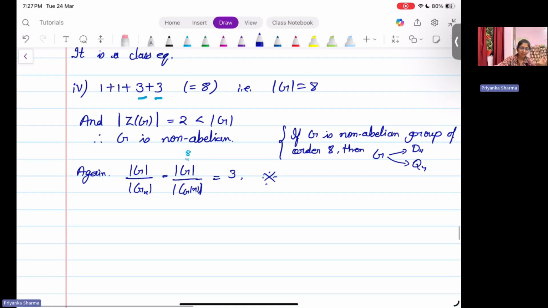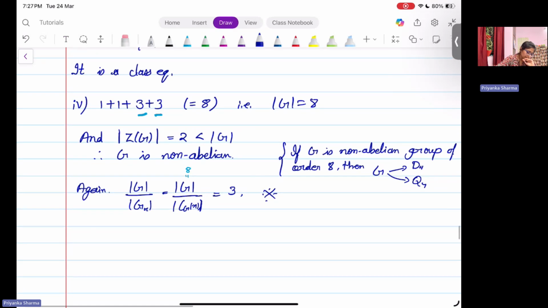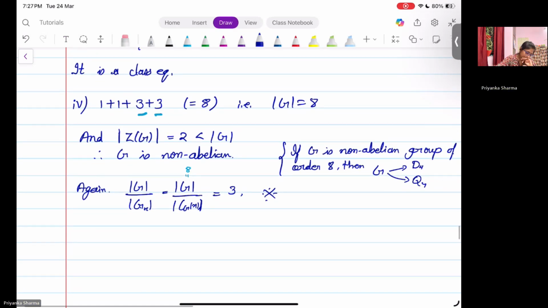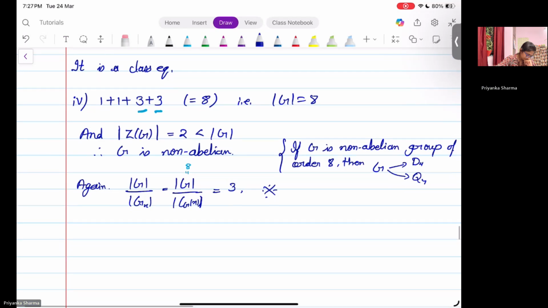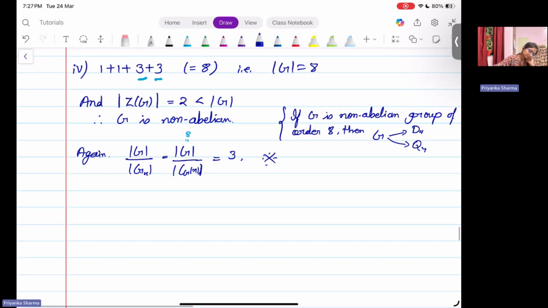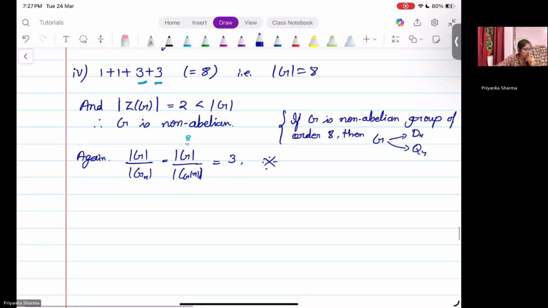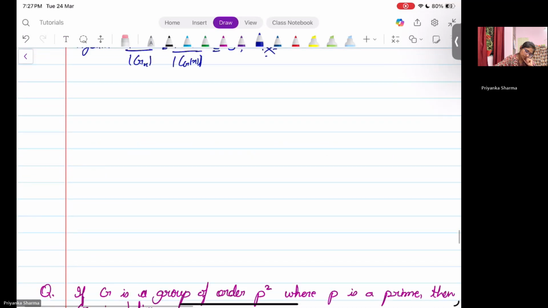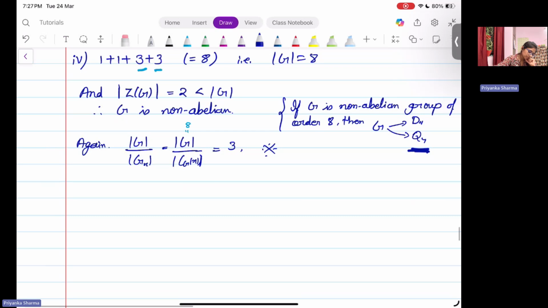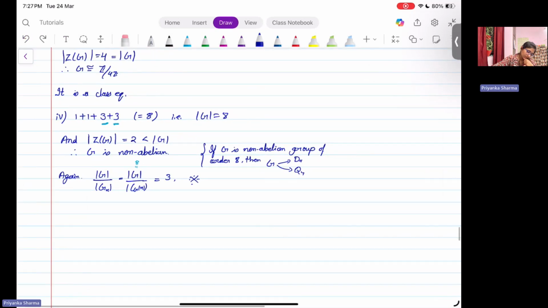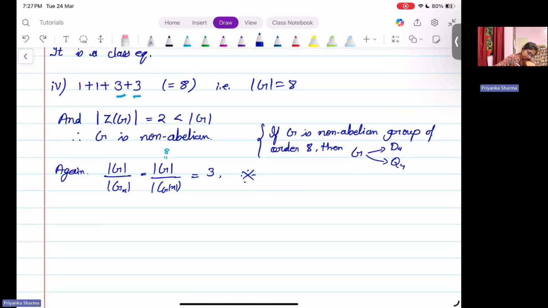For more details, we can check the conjugacy classes in D4 and Q4. We can consider at least this in detail. So yeah, this cannot be a class equation.